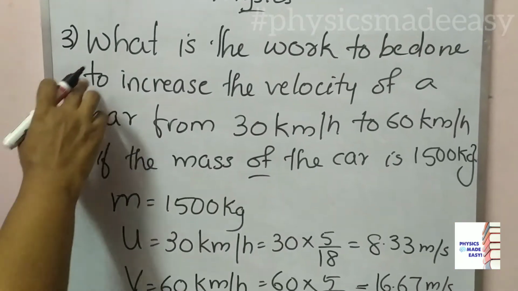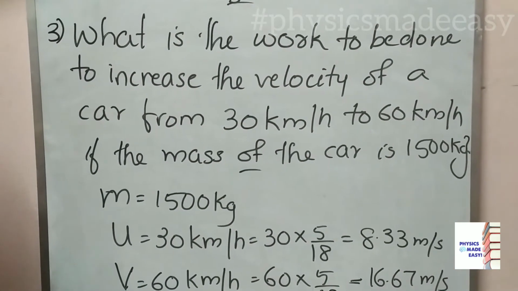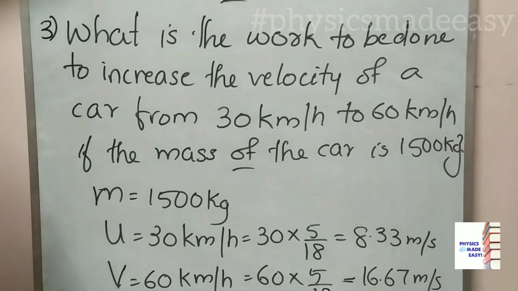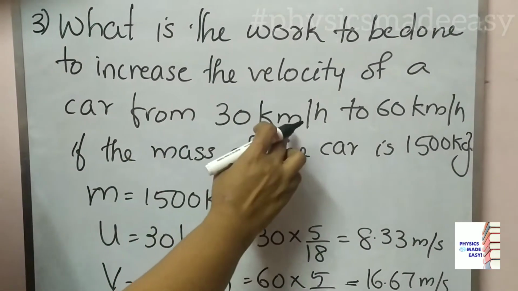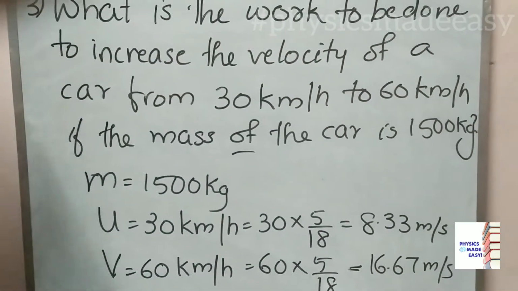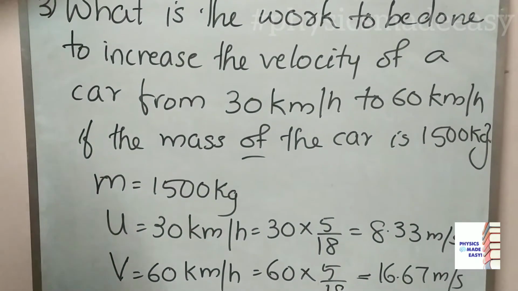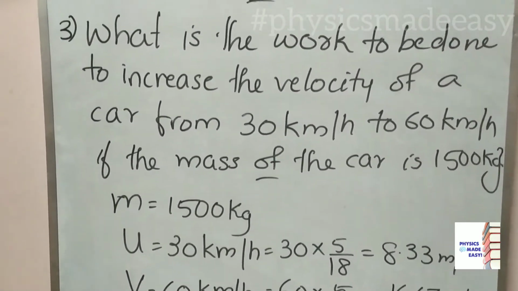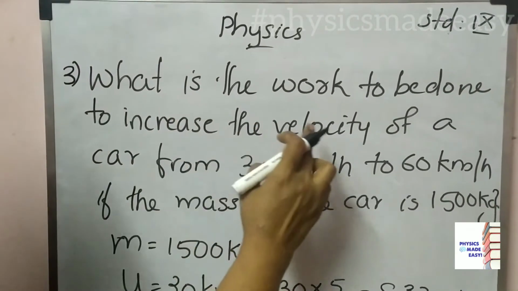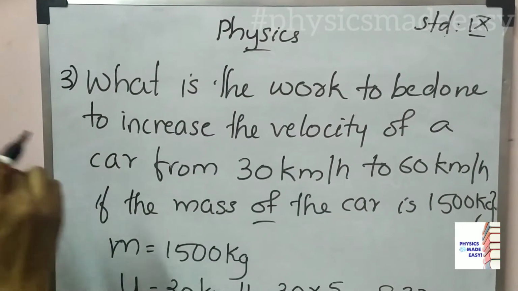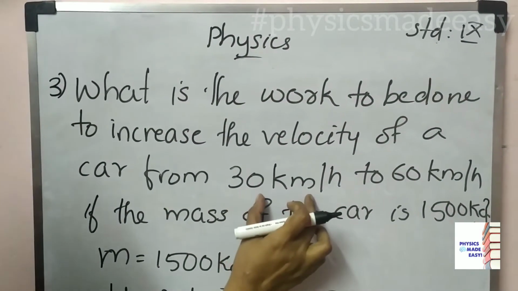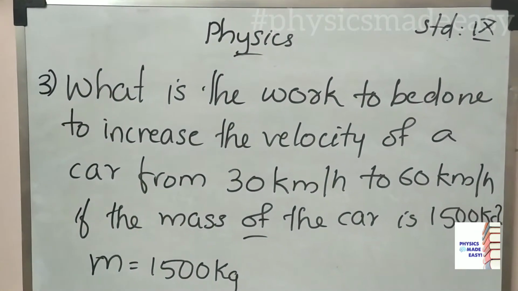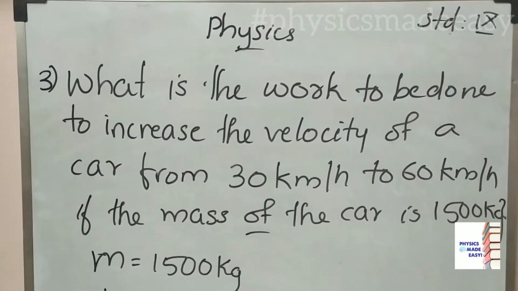Listen children, what is the work to be done to increase the velocity of a car from 30 km per hour to 60 km per hour if the mass of the car is 1500 kg? Here we have to find the work done to increase the velocity of the car from 30 km per hour to 60 km per hour. Here the speed is given, mass also there. So how can we find the work done?